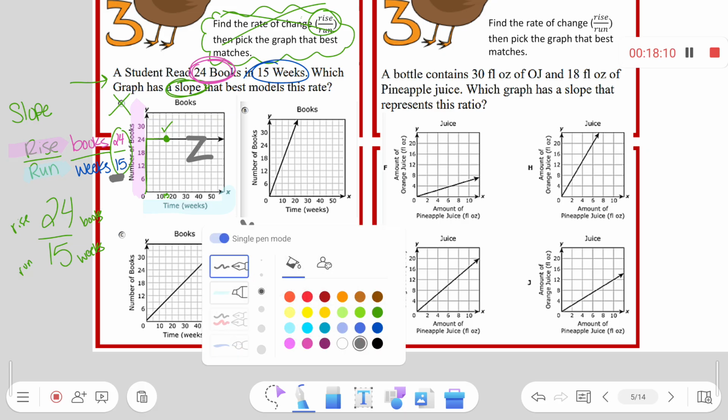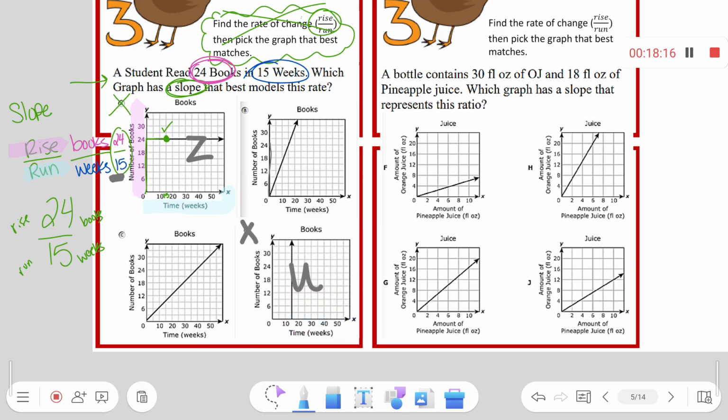So again, I'm looking for a rise of 24 over a run of 15. We're looking for, can I go up to 24 and over to 15 and fall on the line? We've got rise 24 over 15, and we see that answer choice B is on the line.